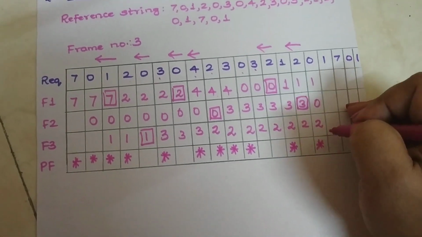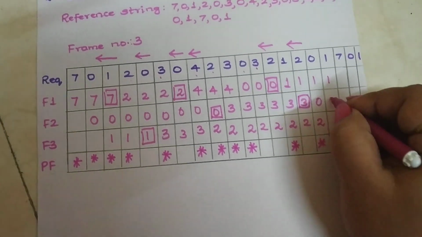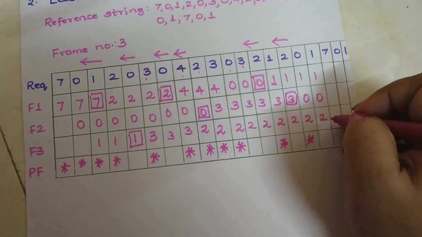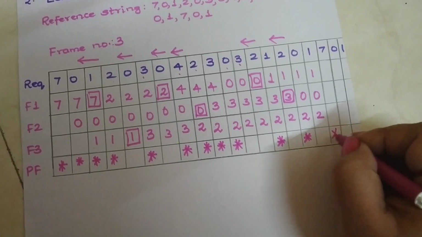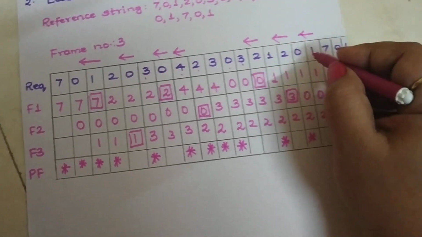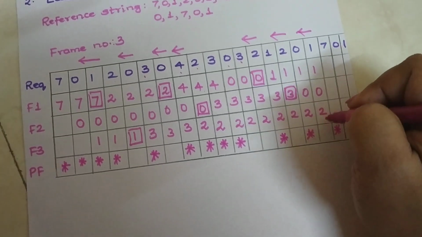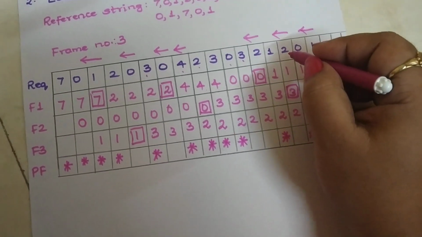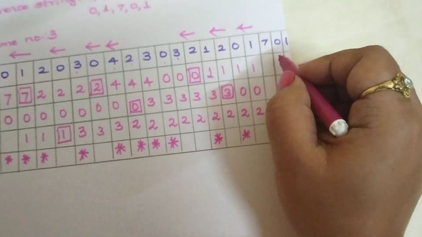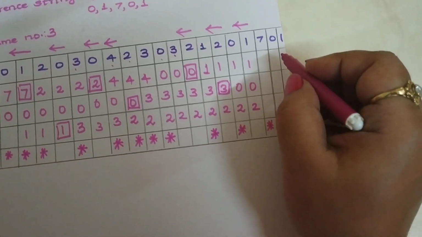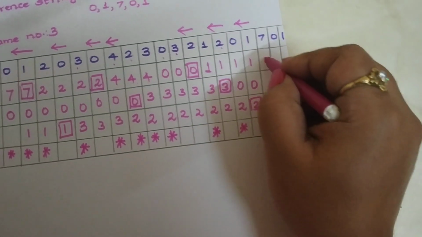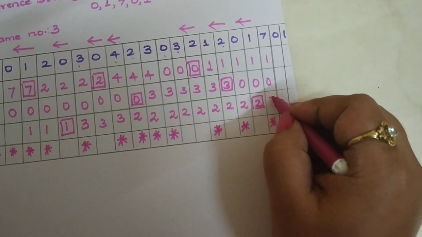1 is already there in the frames, so it is a hit, no page fault. 1, 0, 2 as it is. Then comes 7. Is 7 in the page frames' contents? No. So it is a page fault. So which one to replace? Go backwards. 1, 0, 2. 1 is most recently used. 2 is least recently used. So we will be replacing 2. So it is 1, 0, 7.